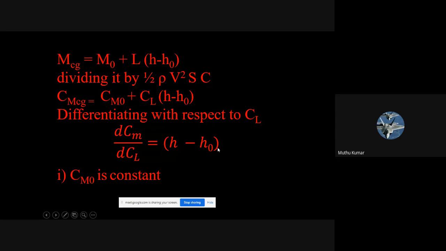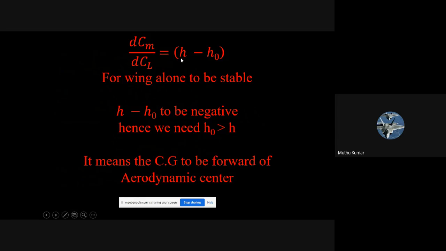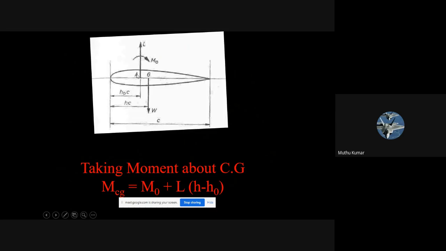So this becomes 0 because it's constant, it's about the aerodynamic center. So from the equation, what I need to know is that for longitudinal stability, this derivative has to be negative. So what do I need? This right hand side has to be negative. H minus H naught has to be negative. Okay, so h naught has to be greater than h. What is h naught? It is the aerodynamic center location.